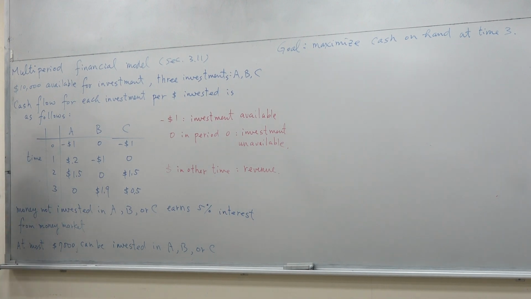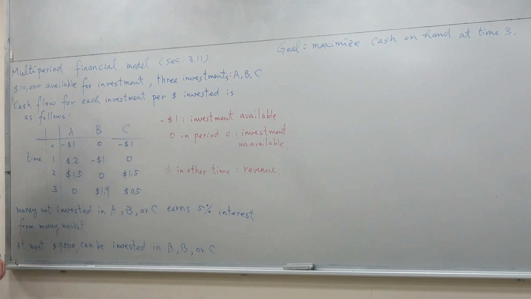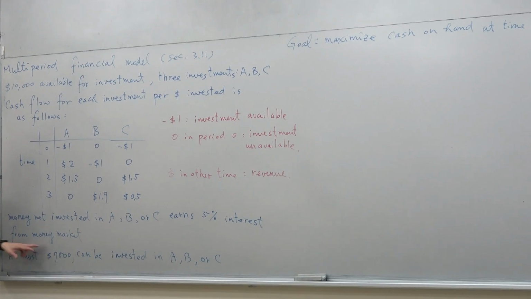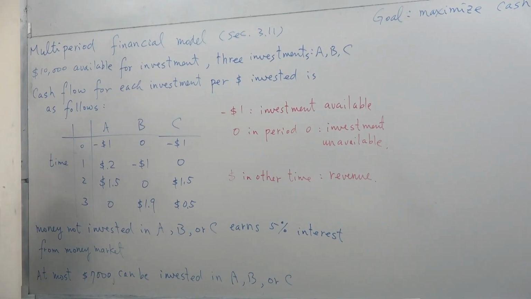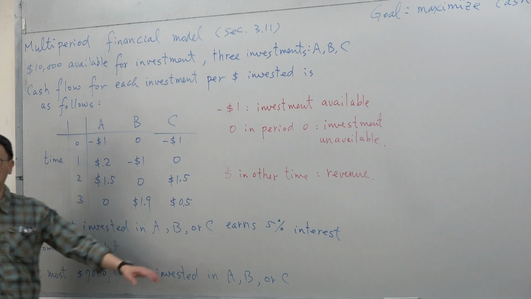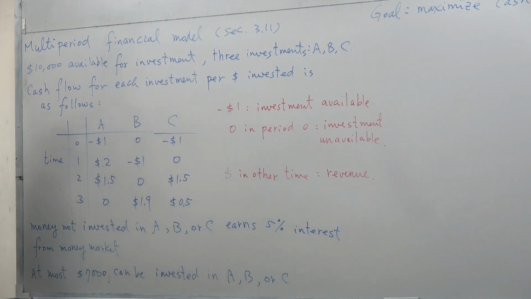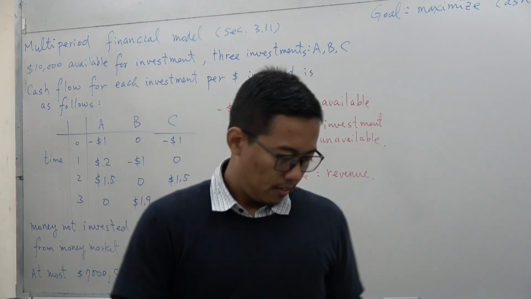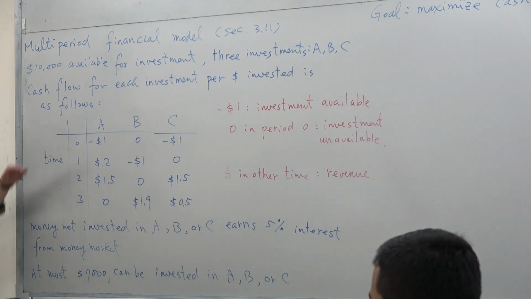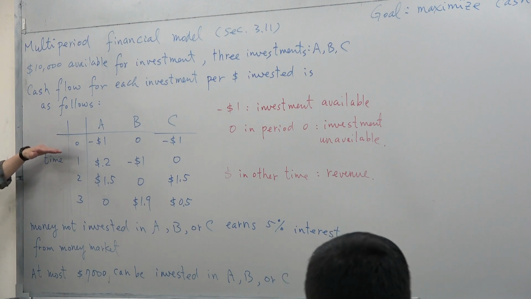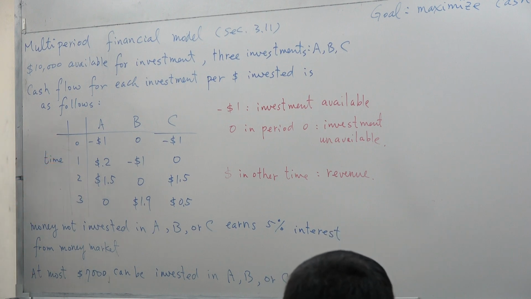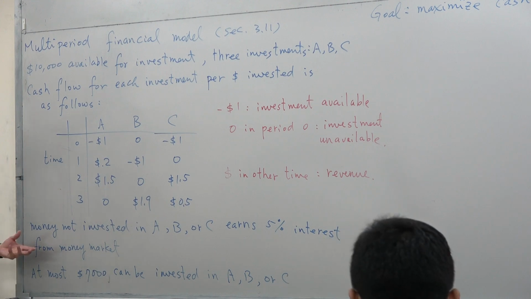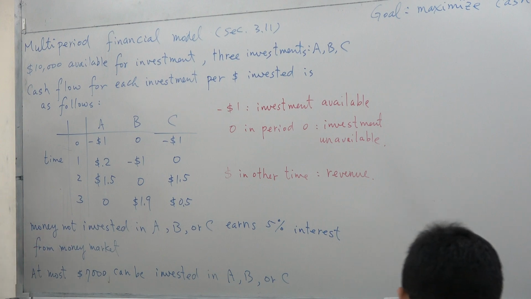We not only have these three choices, A, B, or C. If we don't invest in A, B, or C, we can put the money into the money market. We have 5% interest for the next period. Time or period we can treat as a year or months: year 0, year 1, year 2, year 3. Different investments or choices have different percentages in return.